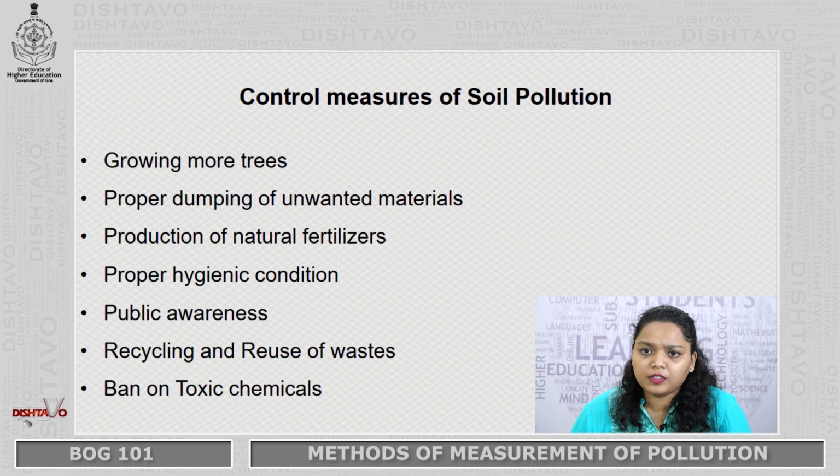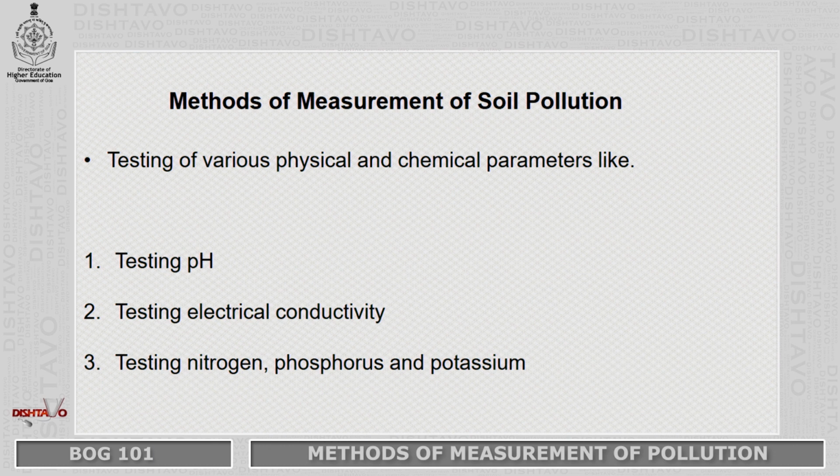What are the control measures seen in case of soil pollution? Growing more trees, proper dumping of unwanted material, production of natural fertilizers, proper hygienic conditions, public awareness, recycling and reuse of waste, and a ban on toxic chemicals. Methods of measurement of soil pollution: testing of various physical and chemical parameters like testing of pH, testing of electrical conductivity, and testing of nitrogen, phosphorus and potassium.